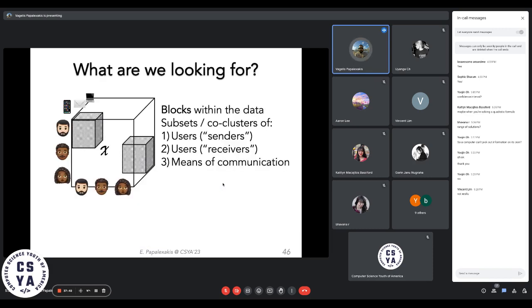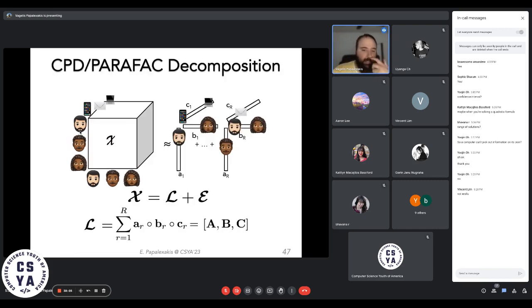And so let's go back to the social graph application, right? What we are looking for is essentially those kind of blocks where you see, oh, those people and those people communicate with each other under those means of communication, right? So those are essentially groupings of people and means of communication that we are seeking to identify.